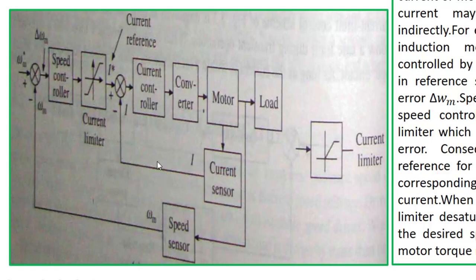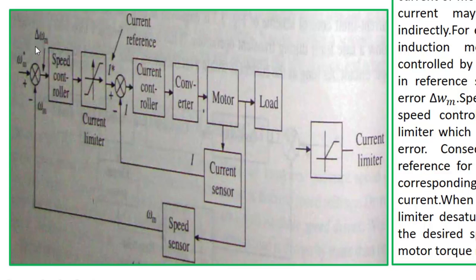So this inner current loop is there to limit the current within a safe limit, so that the current should not increase more than the rating of this converter or the motor winding. Now this reference current is the maximum allowable current flowing through this converter. More than this it is not possible to allow.